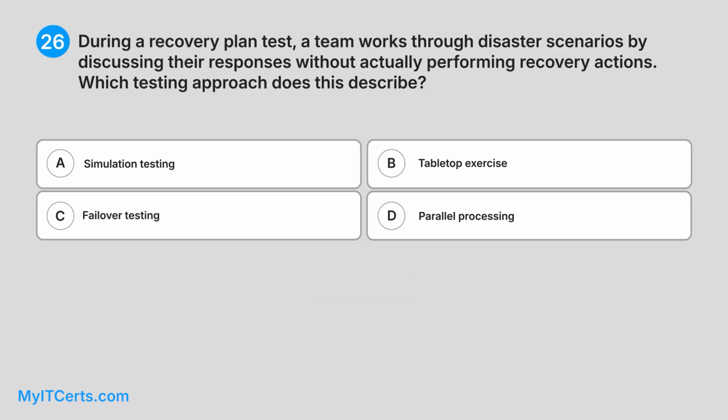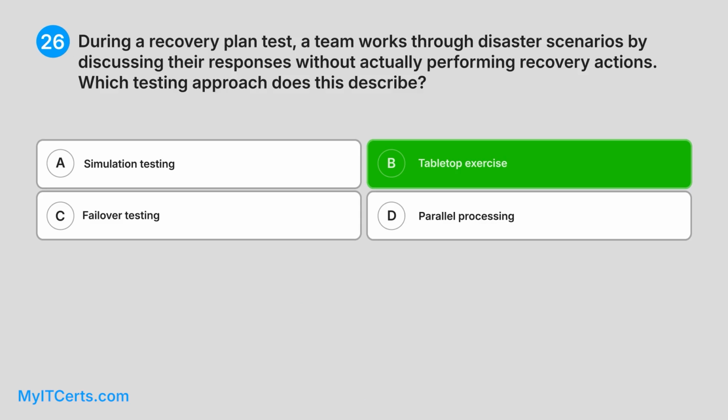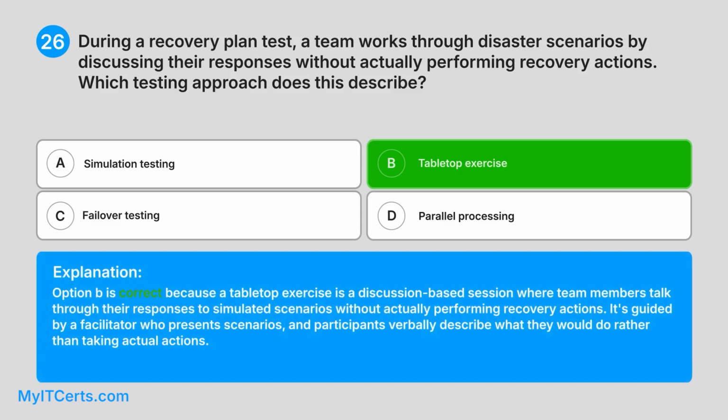Correct answer, B. Tabletop exercise. Explanation. Option B is correct because a tabletop exercise is a discussion-based session where team members talk through their responses to simulated scenarios without actually performing recovery actions. It's guided by a facilitator who presents scenarios, and participants verbally describe what they would do rather than taking actual actions.